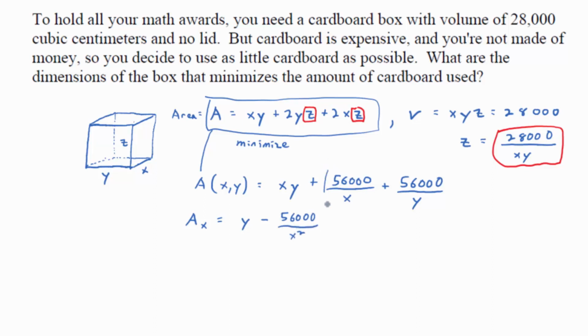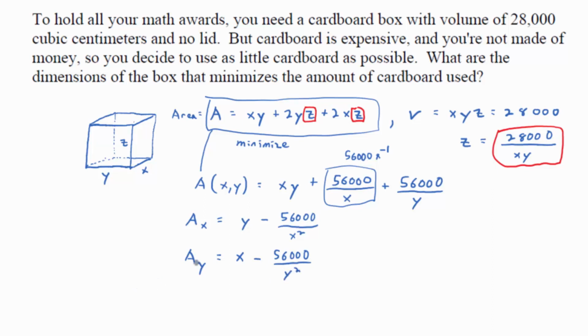If you didn't believe that, you could rewrite this as 56,000 times x to the negative 1 and just use the power rule on it. You'll get negative 56,000 over x squared. And then what's the derivative with respect to y? Okay, so there's a nice symmetry going on here. Derivative of this guy with respect to y would be x. This guy goes to 0 this time, right? And then the derivative of this guy with respect to y, we get the minus 56,000 over y squared.